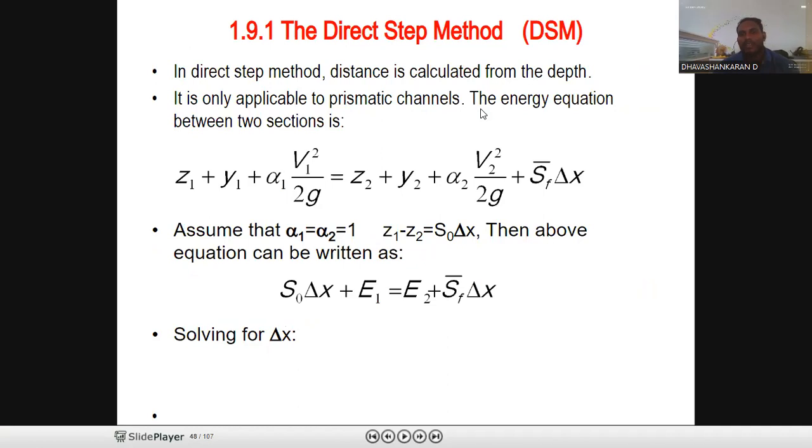So the direct step method, how do we equate it? This is the form of the equation for the direct step method. It is directly applicable to the prismatic channel, and the energy equation between the two sections is the one considered.